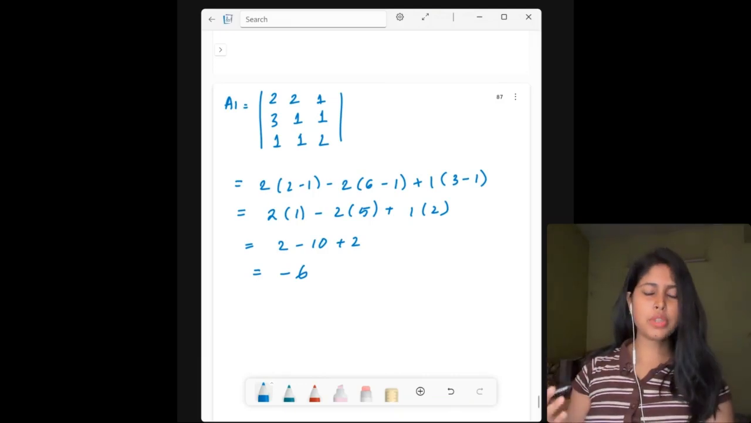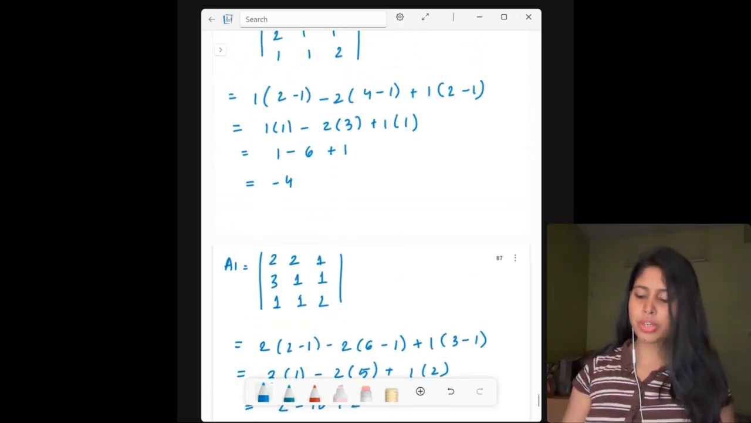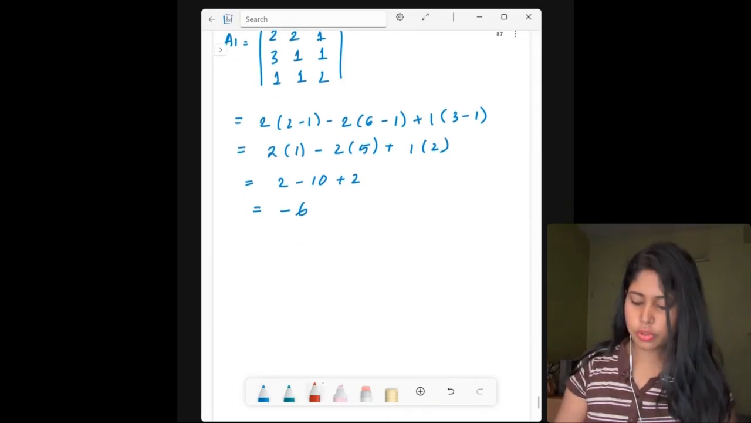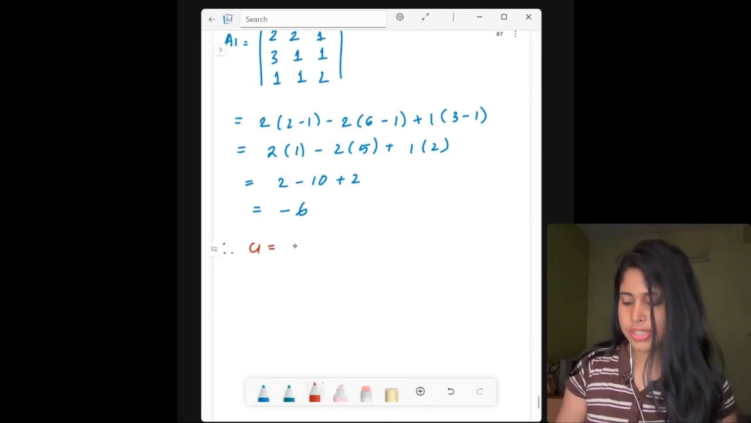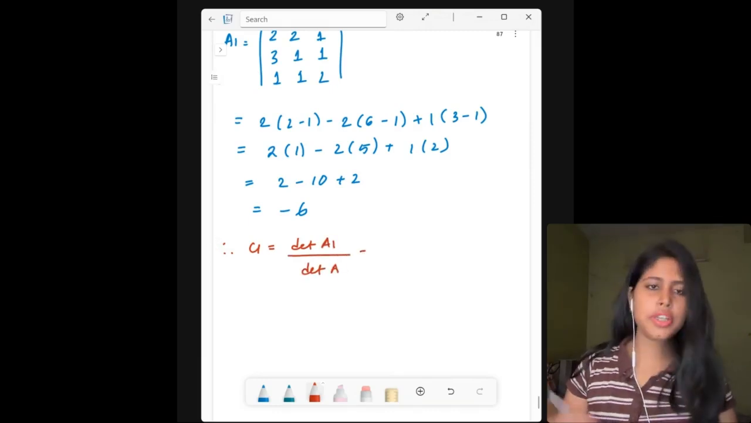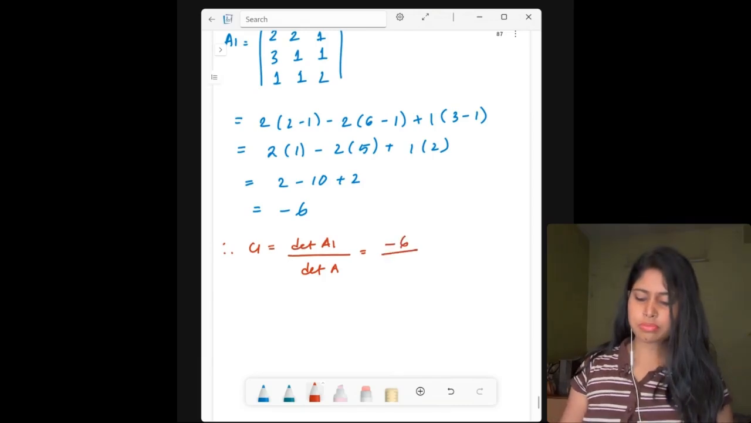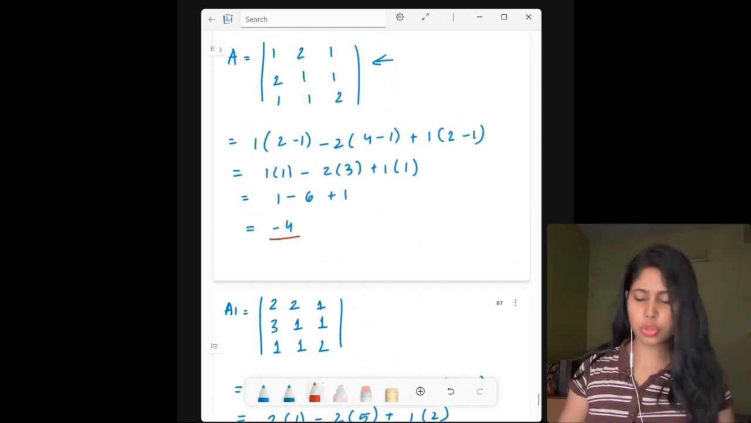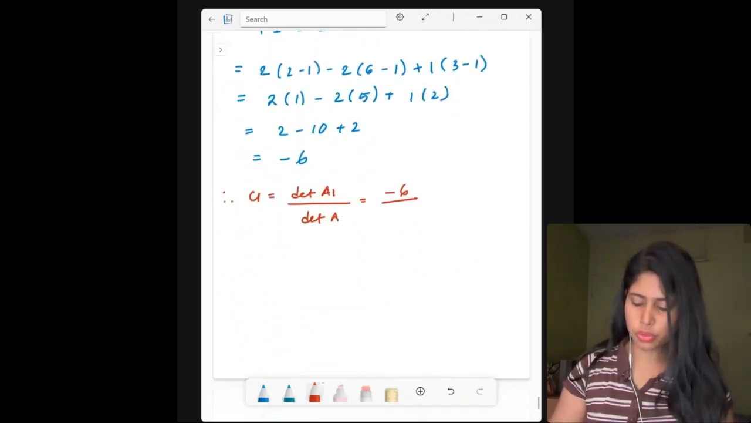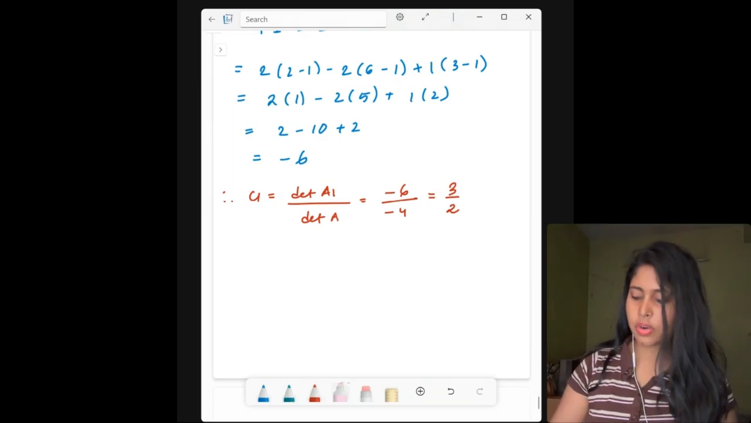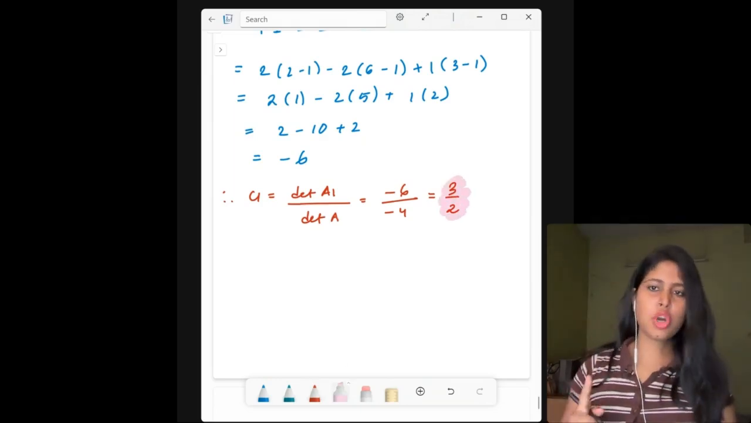Now, how will you find our C1? C1 will be what? Determinant of A1 by determinant of A. So let us write it. Therefore, C1 equals determinant of A1 by determinant of A. What is our determinant of A1? It is minus 6, by determinant of A, which is minus 4. So let us write that minus 4. If we calculate it, we will get what? 3 by 2. So that is our C1. Okay, so we have got our first value.